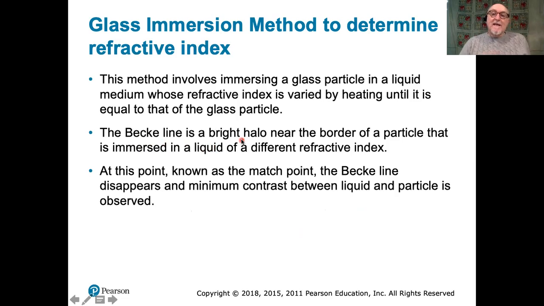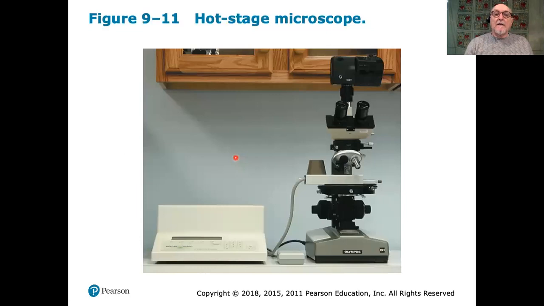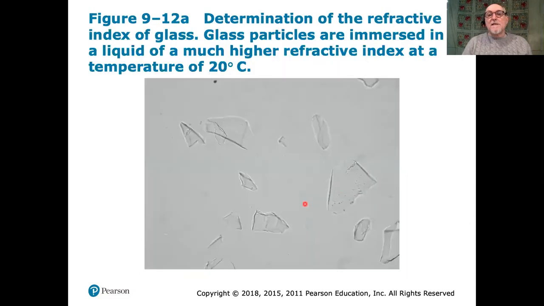And it's a kind of a halo around the glass fragment. Here's the microscope. And the microscope has a stage which can be heated. So it's going to heat up, and this measures the temperature very, very accurately. This is filled with oil, and we immerse our glass fragment in the oil. And this is what we see.